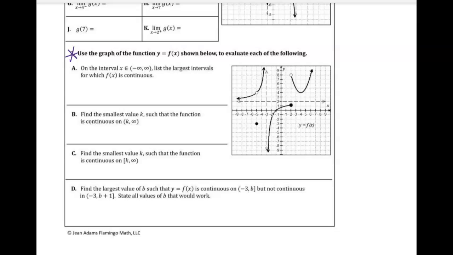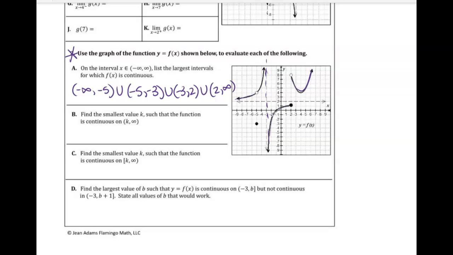Largest just means you're not going to say, oh, it's continuous from -7 to 6, because that's really small, right? So we're going to look for the biggest ones. So it's continuous from negative infinity to -5. And then from -5 to -3, which is here. And these are x values, keep that in mind, these are intervals. And then again from -3 to 2. And again from 2 to infinity.